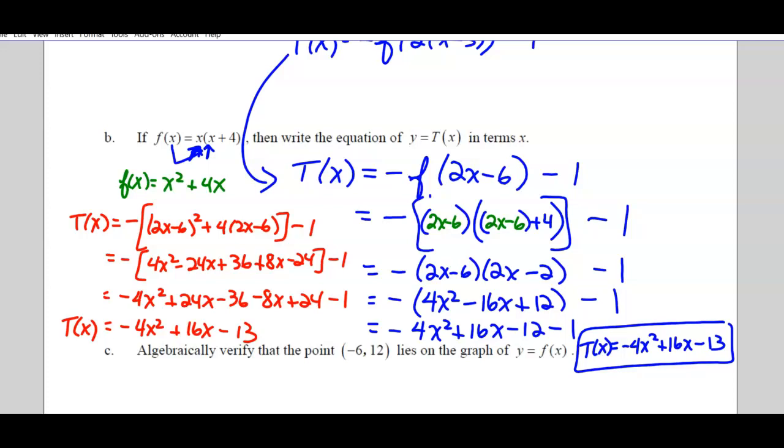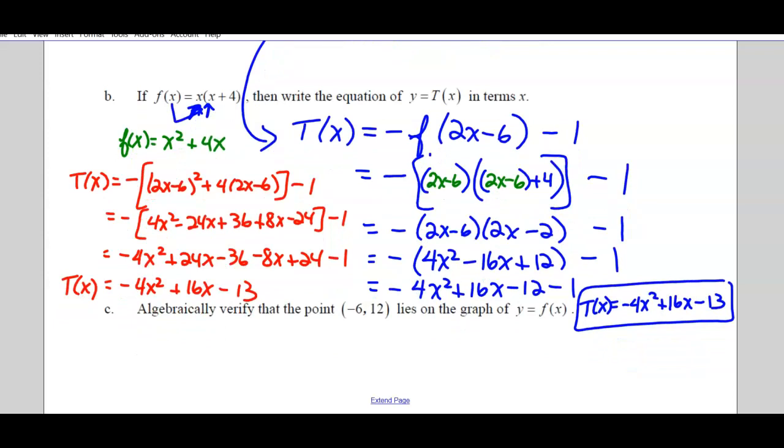Okay, so then on the right-hand side, continuing with this, it says algebraically verify that the point negative 6, 12 lies on the graph y equals f of x. That's your original graph, okay? So, how I like to verify, okay? Every teacher is a little bit different, but we're all common in the fact that you have to keep the left side separate from the right side. So no equal sign in between. So here, I've got f of x, I'm just copying it out here.